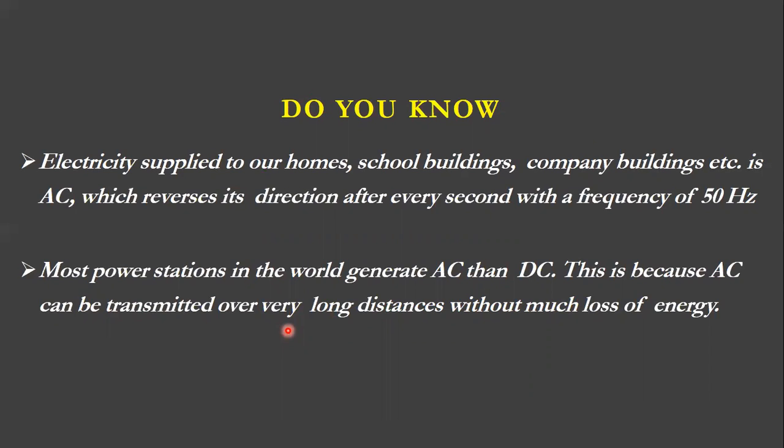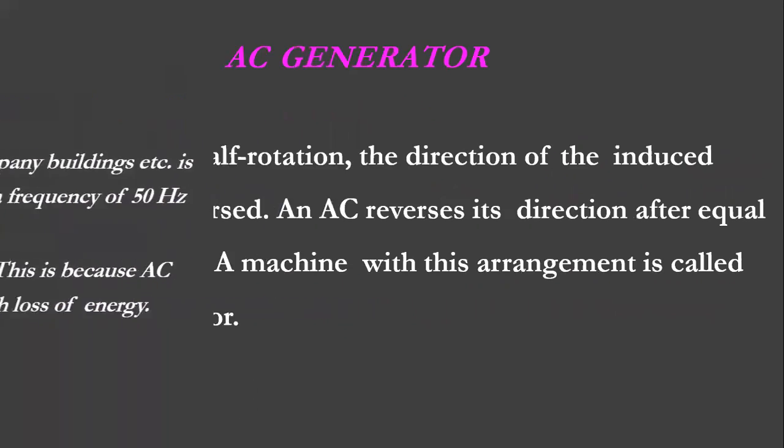See children, the electricity which is supplied to our homes, school buildings and companies is alternating current, which reverses its direction. Here AC current reverses its direction every second with the frequency of 50 Hz. And most power stations in the world generate AC current rather than direct current. This is because the alternating current can be transmitted over very long distances without much loss of energy.